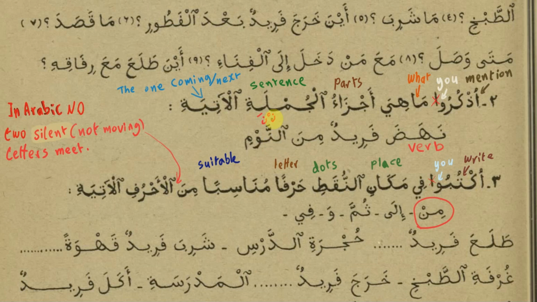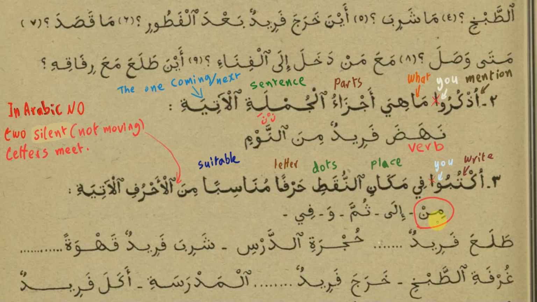So because this first one is silent and this one here is supposed to be silent, this rule in Arabic kicks in, which states that no two silent or not moving letters meet. So that's a rule that overrides other rules. This here is a major rule in Arabic. Another one is that you cannot start with a non-moving or a silent letter. And here, two silent letters, meaning there is no short vowel on them, do not meet.